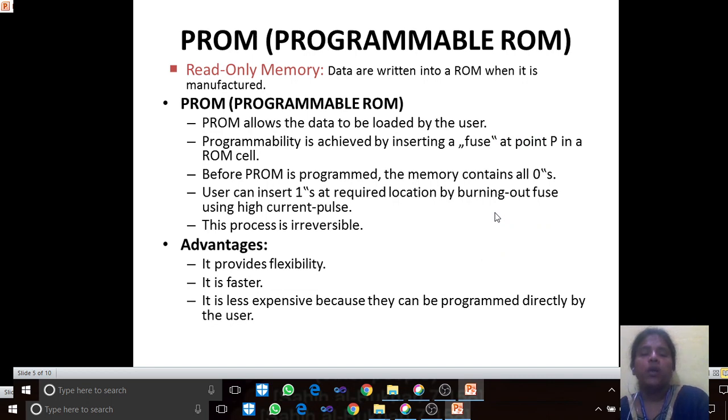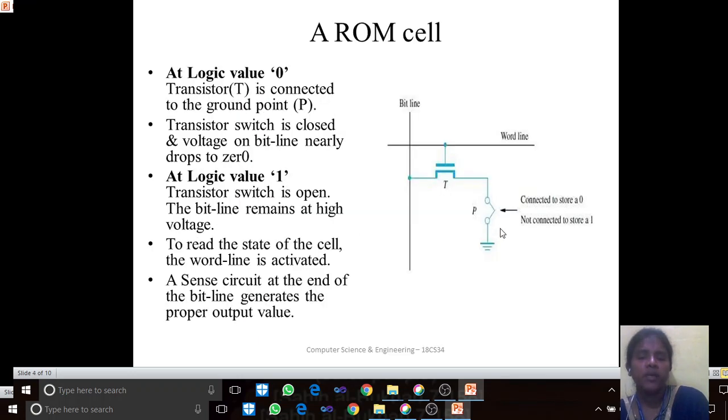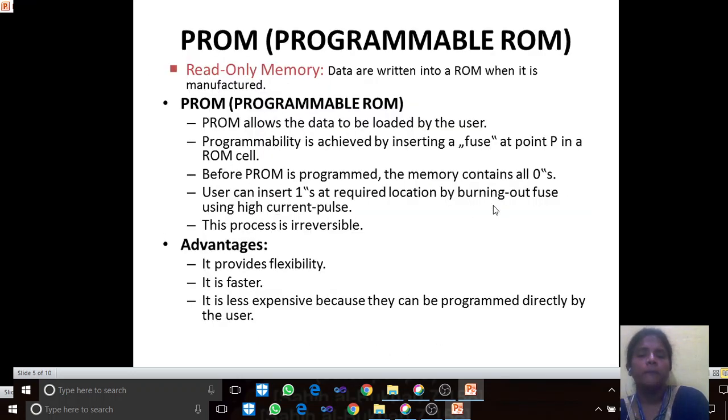Now let us see what is programmable read-only memory. In read-only memory, the data is written during manufacturing. But PROM, programmable read-only memory, allows the data to be loaded by the user. And programmability is achieved by inserting what? A fuse at the point P. The same here, a fuse is added.